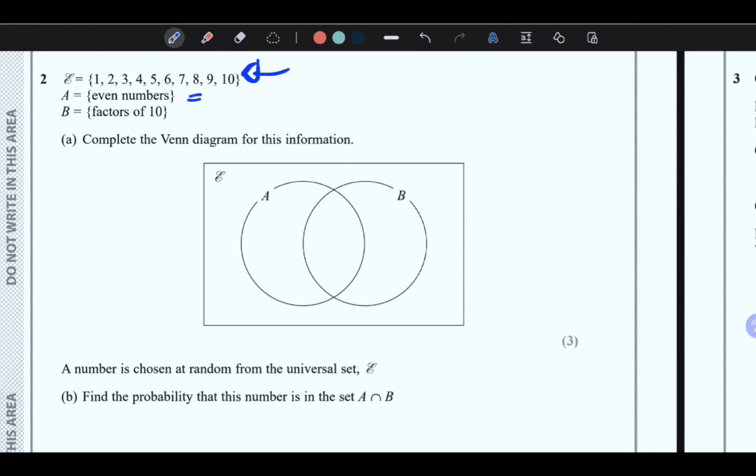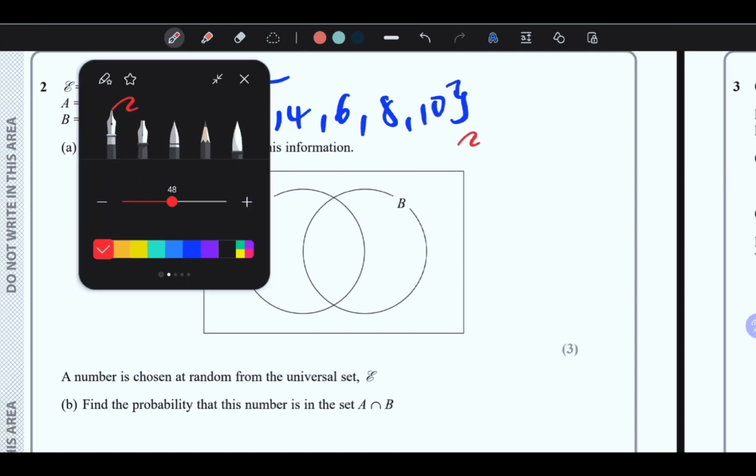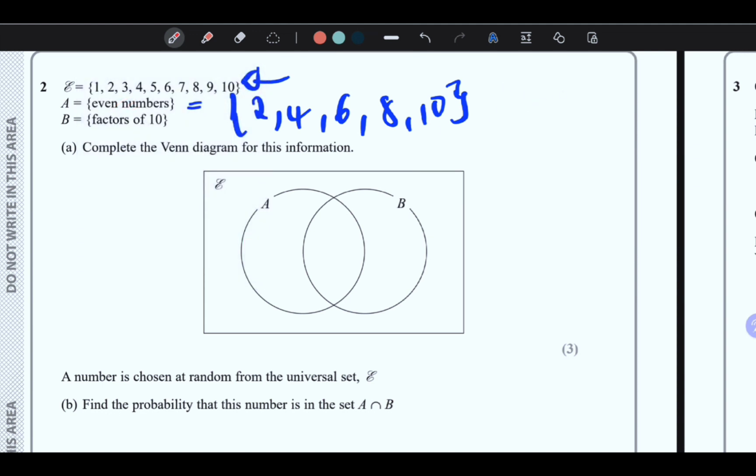Even numbers would be 2. Keep in mind, I'm taking the set from the universal set, so we're going to derive those from the universal set. So this would be 2, 4, 6, 8, and 10. This is set A. And then set B, use red for that. Set B would be factors of 10. I believe that would be 1, 2, 5, and 10. Okay, there we go. Now we just need to complete the Venn diagram.